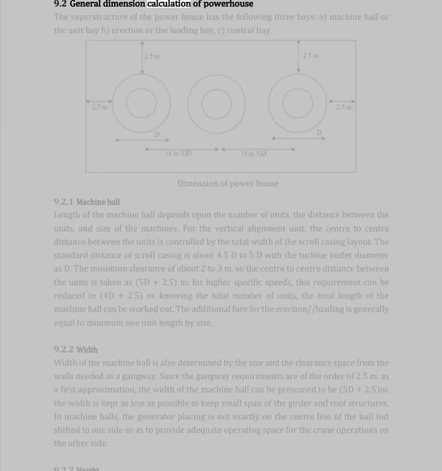9.2 General dimension calculation of powerhouse. The superstructure of the powerhouse has the following three bays: A. Machine hall or the unit bay; B. Erection or the loading bay; C. Control bay. Dimension of powerhouse.